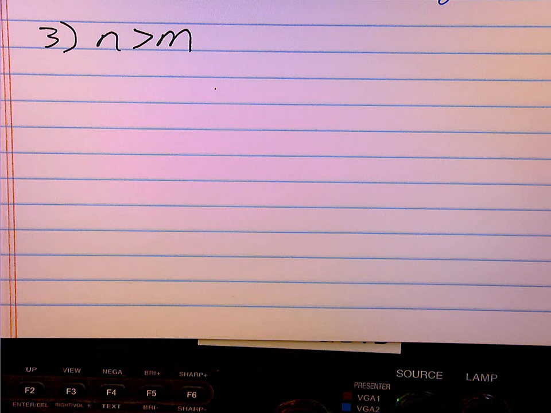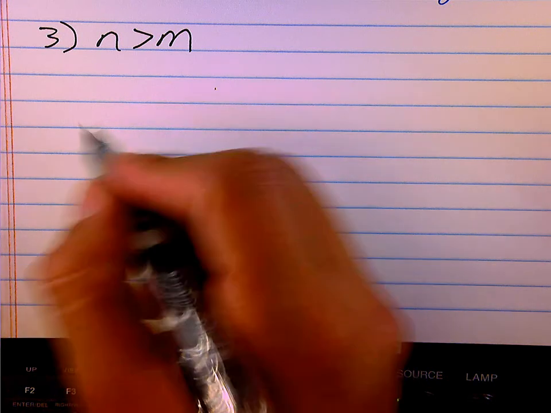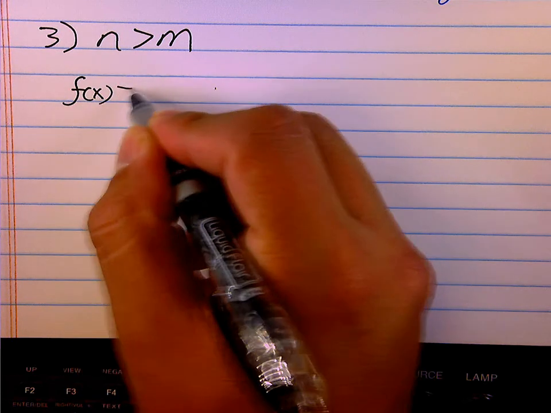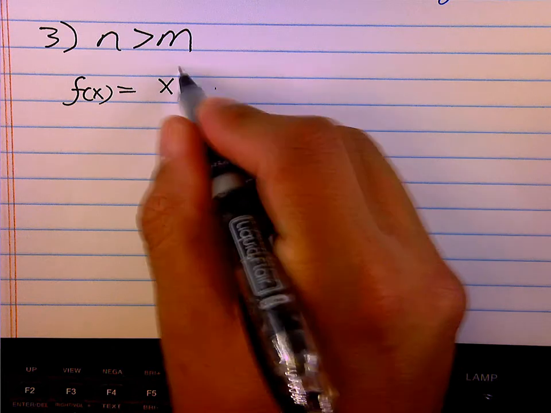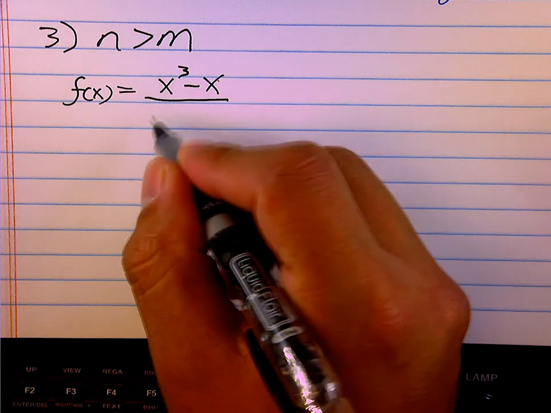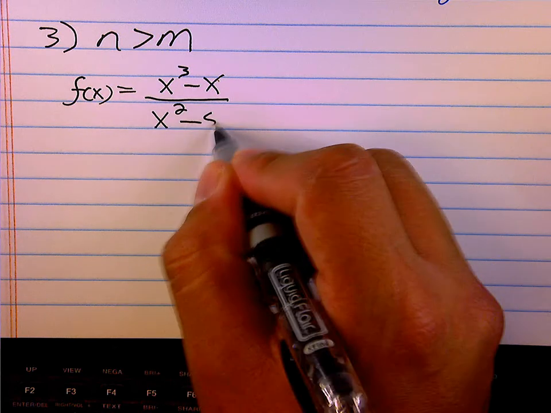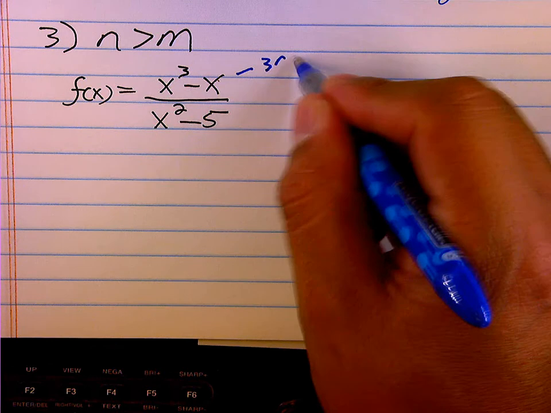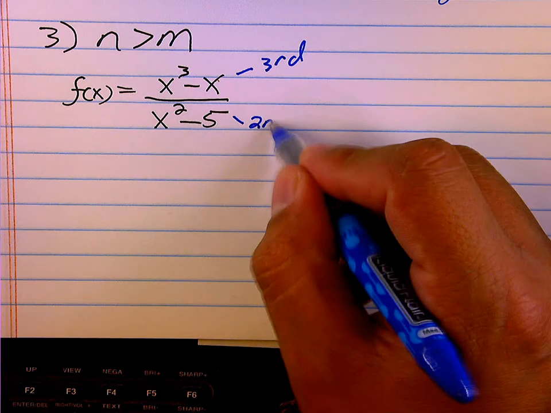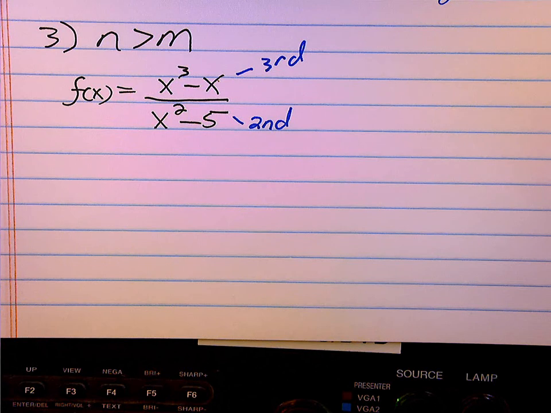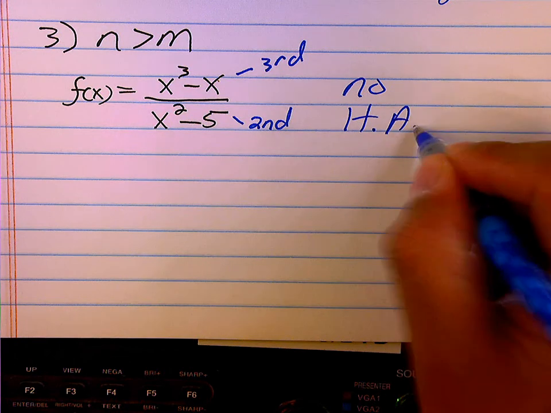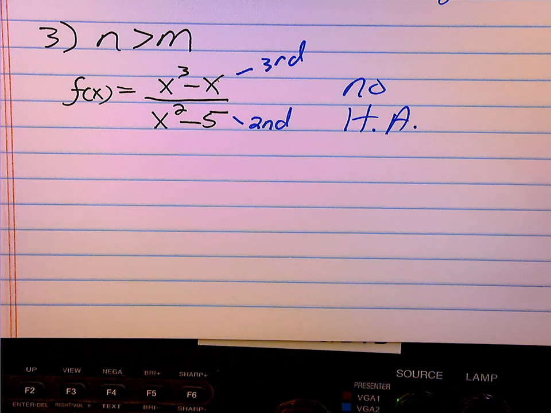Case 3, when the degree of my numerator is higher than the degree of the denominator. For instance, in this case, I have a third degree polynomial in the top, and in the bottom I have a second degree. In this scenario, we have no horizontal asymptote. That's the easiest one, nothing to find.